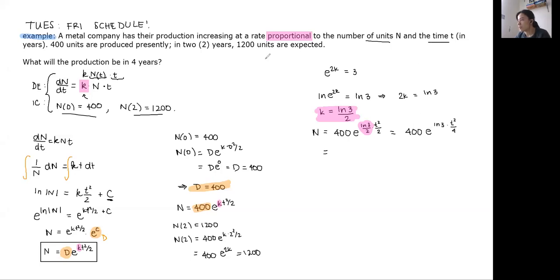I'm assuming that you all remember that e to the power of a times b is equal to e to the power of a, the whole thing to the power of b. If you don't remember, now you remember. This is something that you need to know. So that means that when I'm trying to evaluate this to simplify it, I'm going to get 400 times e to the power of ln of 3, to the power of t squared over 4.